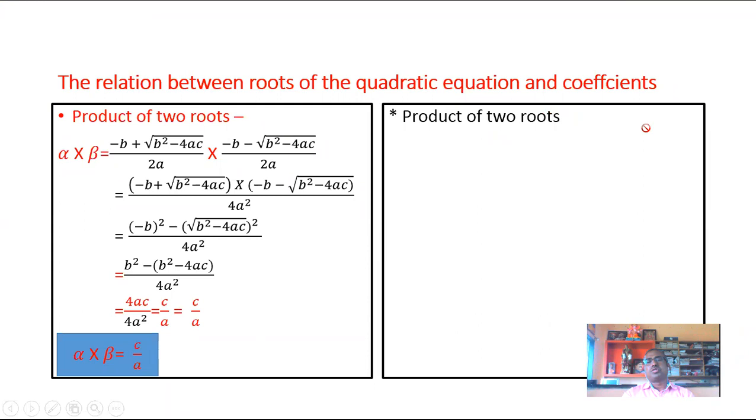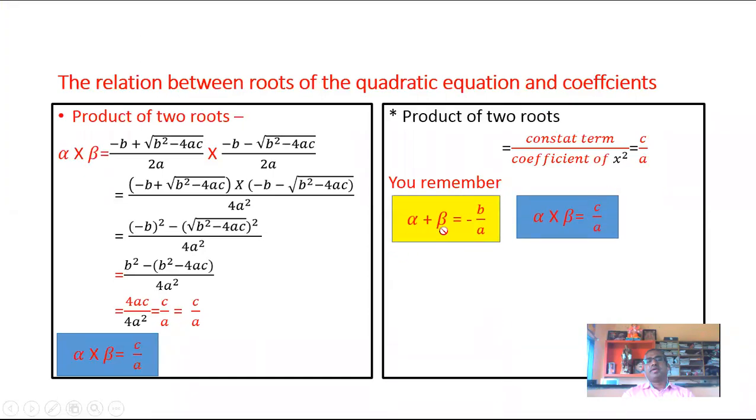Product of two roots is equal to c upon a. c is the constant term and a is the coefficient of x square. Therefore, the product of two roots is equal to c upon a. Hence, you remember alpha plus beta is equal to minus b upon a and alpha multiply beta is equal to c upon a.